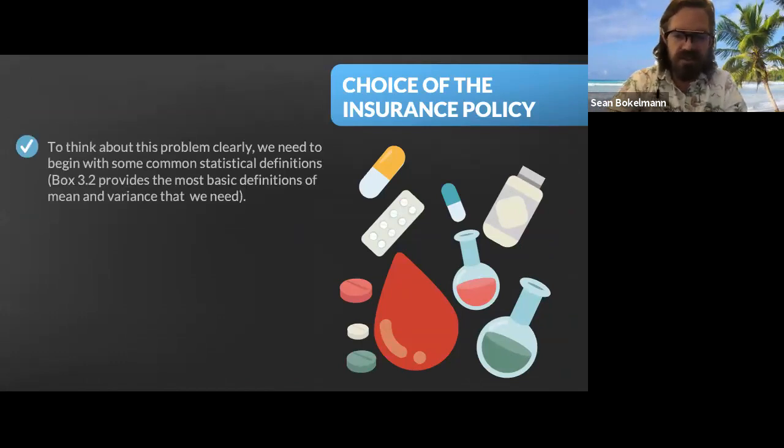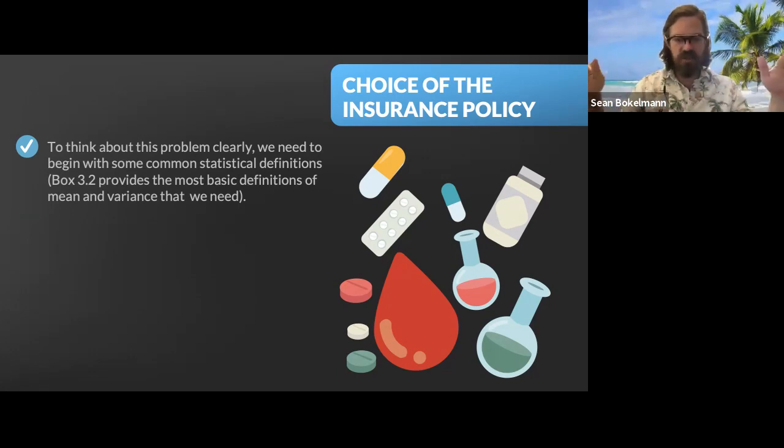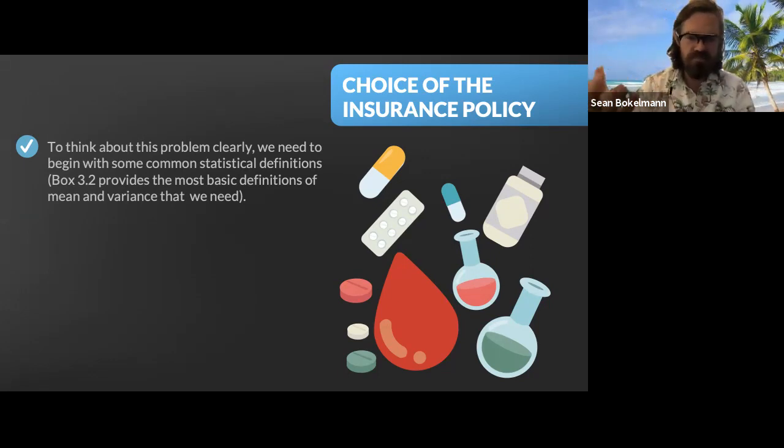Now, to really think about this clearly, we need to start with some common statistical definitions. But I think you guys have a pretty good idea of these already. So really what we need to understand are the concepts of mean and variance, right? Mean is just average. And variance is how dispersed the distribution is around the average, right? So if you have a really tight distribution, it has a low variance. If you have a really broad distribution, you have a high variance, right? There's a lot of variability. So I'm sure you guys are pretty familiar with those concepts, but if not, you can go back to box 3.2 in chapter 3 and take a look at those.